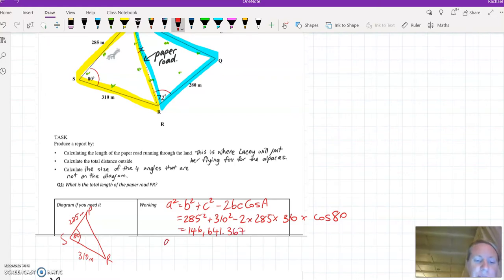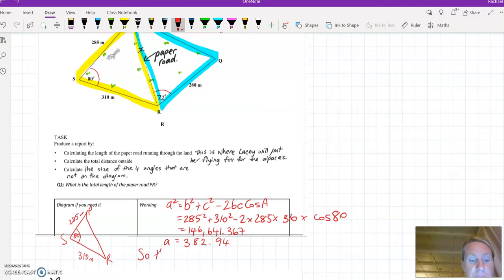We need to make sure we square root it. Okay, so square root, answer button. Okay, we end up with 382.94. That sounds like a way more reasonable answer, doesn't it? 382 meters? Sounds pretty good. All right, so that is the length of the paper road, and we would then write a sentence, of course.